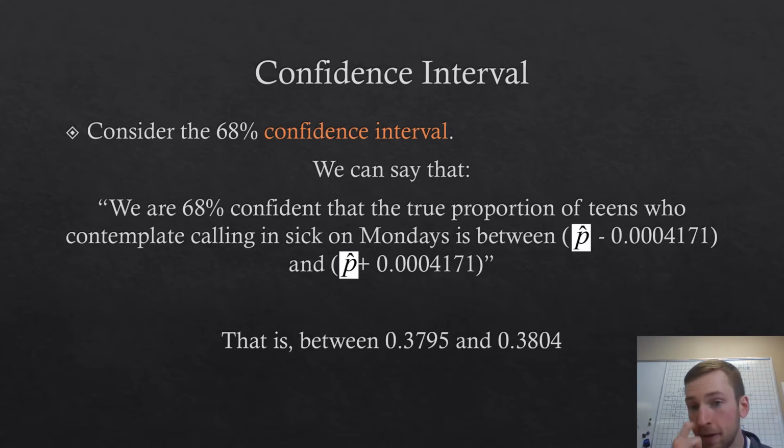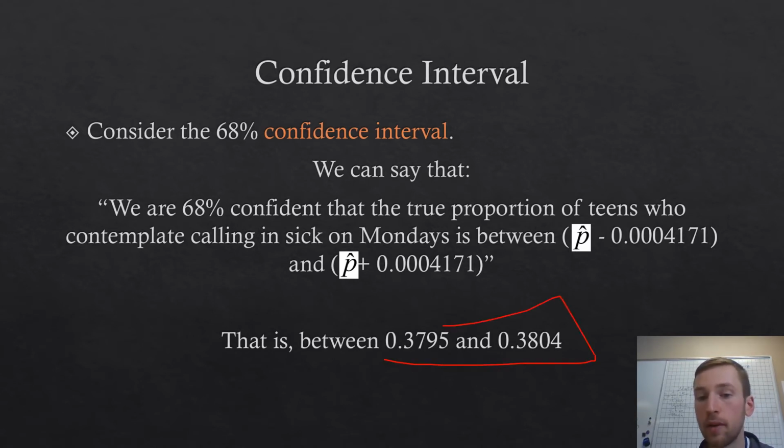So to make a confidence interval, we use the standard error we found before. We could say that we are 68% confident that the true proportion of teens who contemplate calling in sick on Mondays is between p hat minus that standard error and p hat plus that standard error. Our p hat, remember, was 38%. If we subtract our standard error and add our standard error, that gives us an interval of 37.95% up to 38.04%.